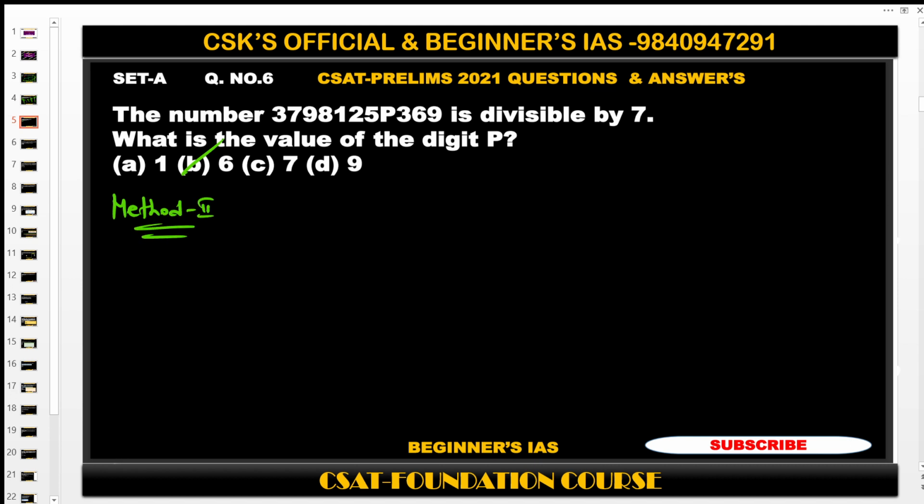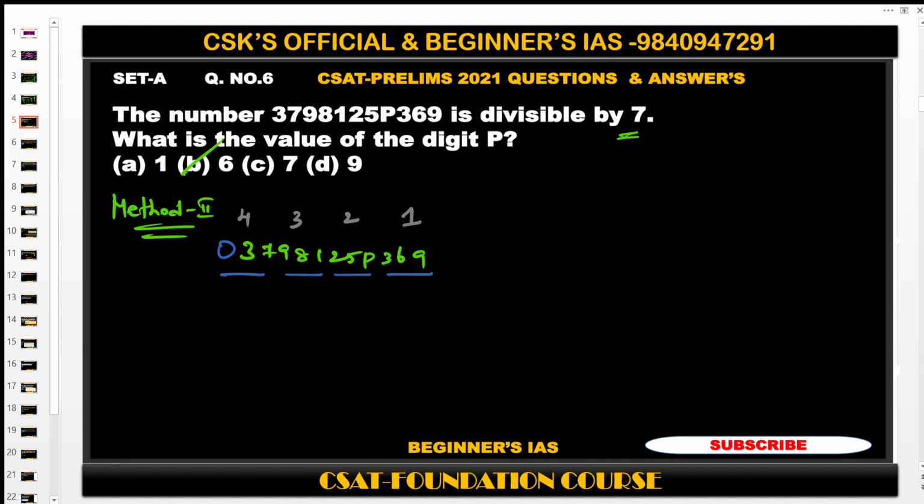Method 2. The question is 3 7 9 8 1 2 5 6 3 p 3 6 9. In this concept, for divisibility by 7, split this into groups of 3 digits. So this is 3, 3, then 3, and the last is a 2-digit number, then put 1 0 here. So therefore you just take it as 1, then second, third, fourth. Listen carefully, I will tell you the procedure.